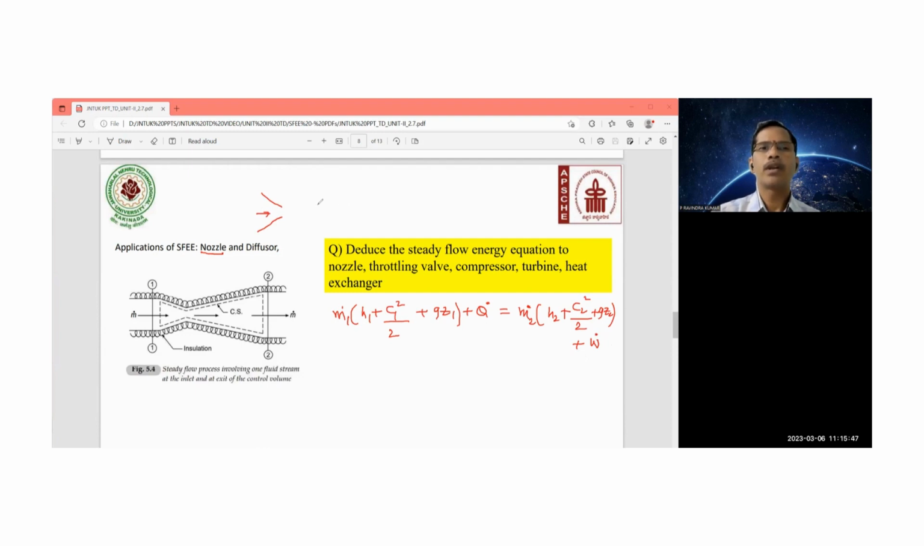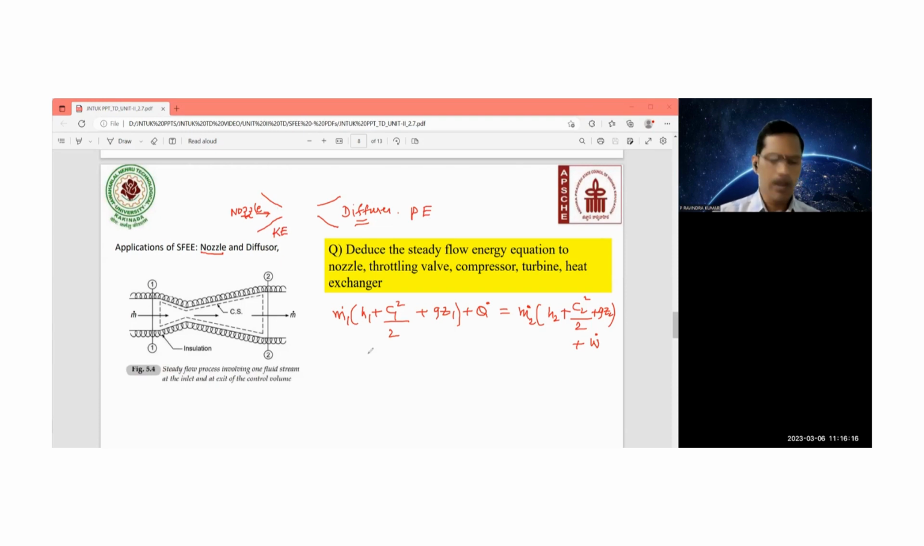Whereas this is the diffuser, and this is the nozzle. The diffuser increases the pressure energy of the fluid, while in the nozzle the kinetic energy of the flowing fluid is going to increase.